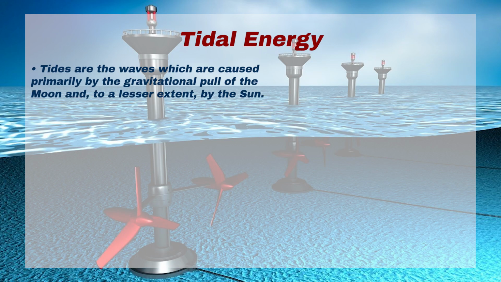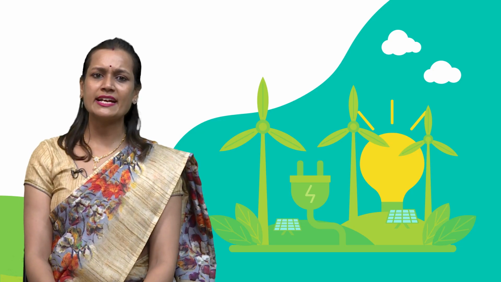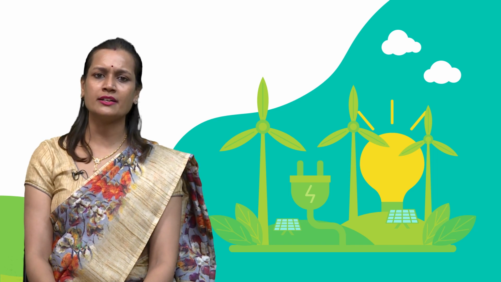Tides are the waves which are caused primarily by the gravitational pull of the moon and to a lesser extent by the sun. Tidal energy, also known as tidal power, is a form of renewable energy that harnesses the rise and fall of the ocean tides caused due to the gravitational forces between the earth, the moon and the sun to generate electricity. Here is a simplified explanation of how tide occurs.